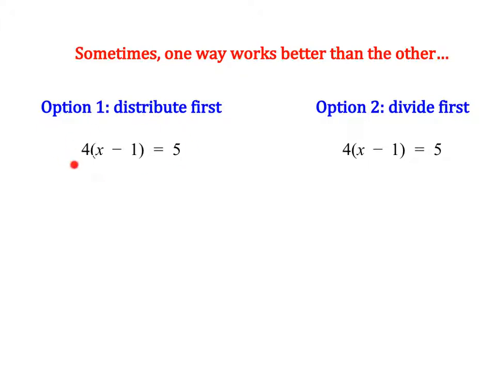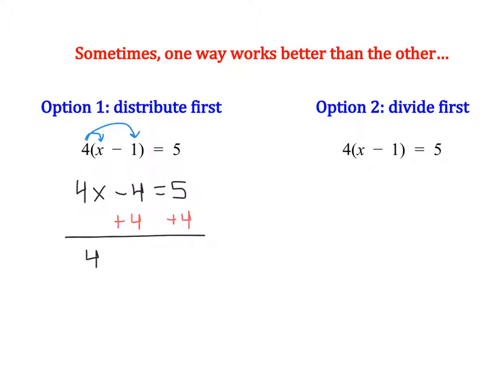So for option 1, let's try distributing first again. So I'm going to distribute the 4 to the x and to the negative 1. 4 times x is 4x. 4 times negative 1 is negative 4. And then I'm going to look at the side with my variable, and I'm going to start with the number that's alone. The inverse of negative 4 is plus 4.